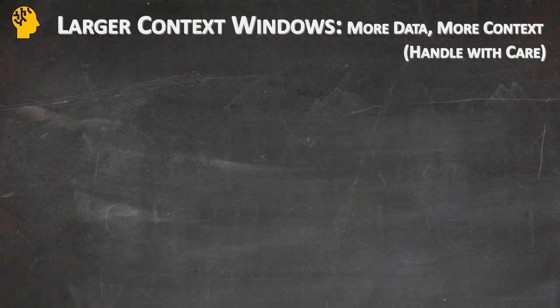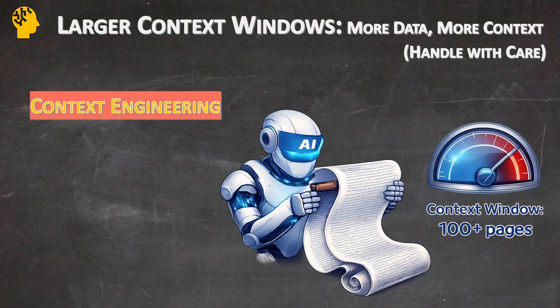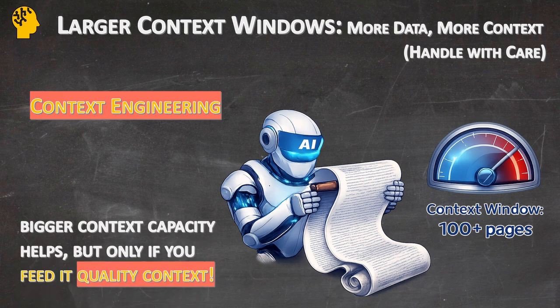Another enabler of the post-RAG era is that today's models support much longer context windows. They can take in dozens of pages of text as context, reducing the need to retrieve tiny chunks constantly. However, simply throwing more data into the prompt isn't a silver bullet. How you construct and curate that context matters immensely. Engineers now emphasize context engineering, providing structured, deduplicated, relevant context so the model isn't overwhelmed. The takeaway: bigger context capacity helps, but only if you feed it quality context.